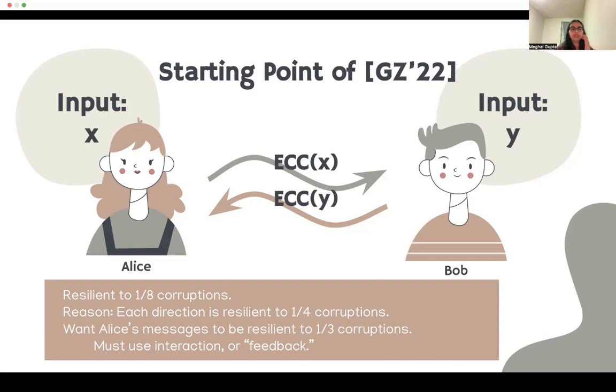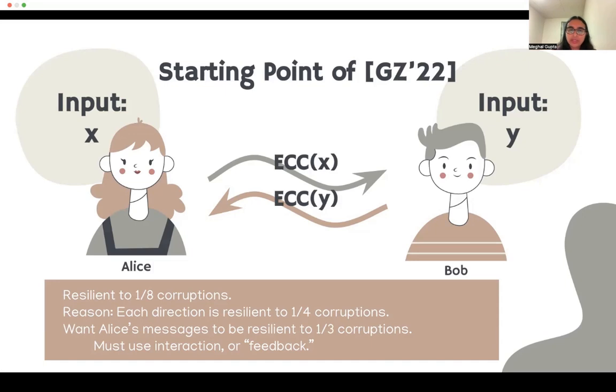So the thing we're going to want to do here is to make each person's messages resilient to 1/3 corruption instead of 1/4. You can't do this with this exact setup because, as we said, ECC(X) is resilient to at most 1/4 corruption. But we're going to use interaction in order to make Alice's communication of her input to Bob resilient to 1/3 corruption instead of 1/4.